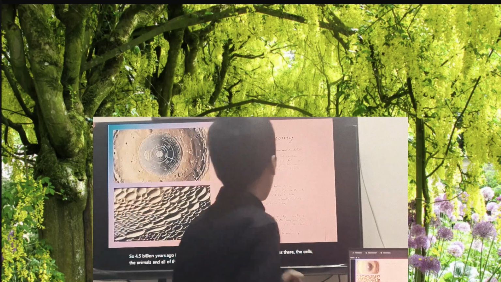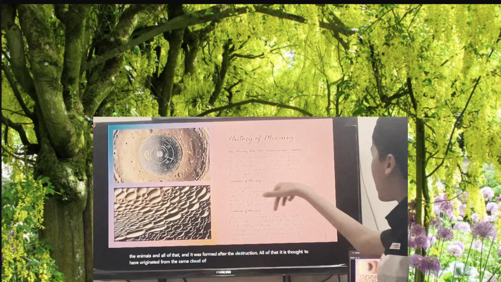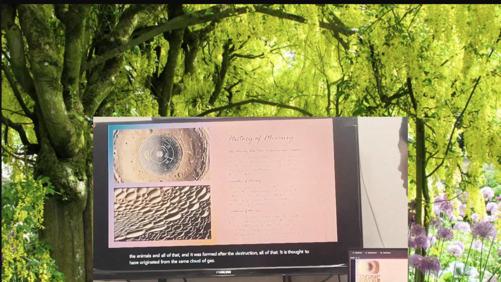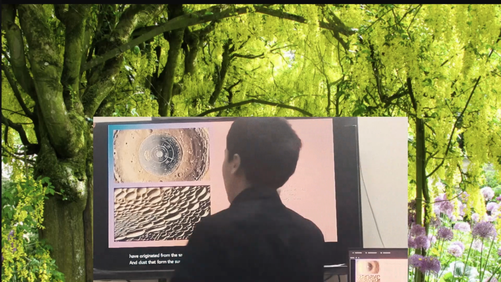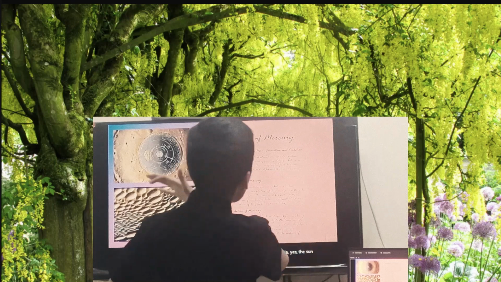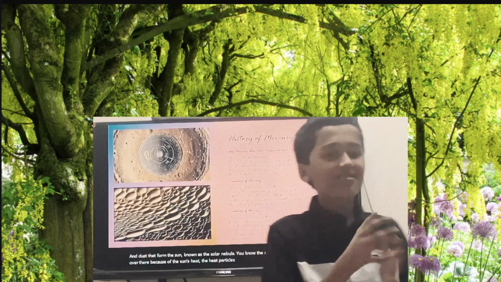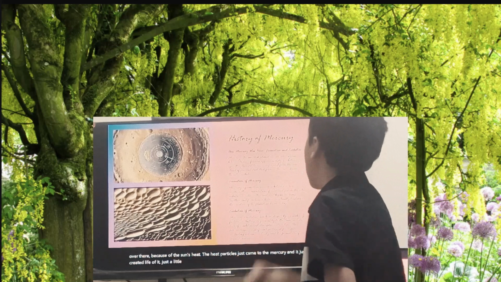It is thought to have originated from the same cloud of gas and dust that formed the sun, known as a solar nebula. You know the solar nebula? Yes, the sun over there. Because of the sun's heat, the heat particles came to Mercury and it created life over there, just a little bit. And then the formation of Mercury.